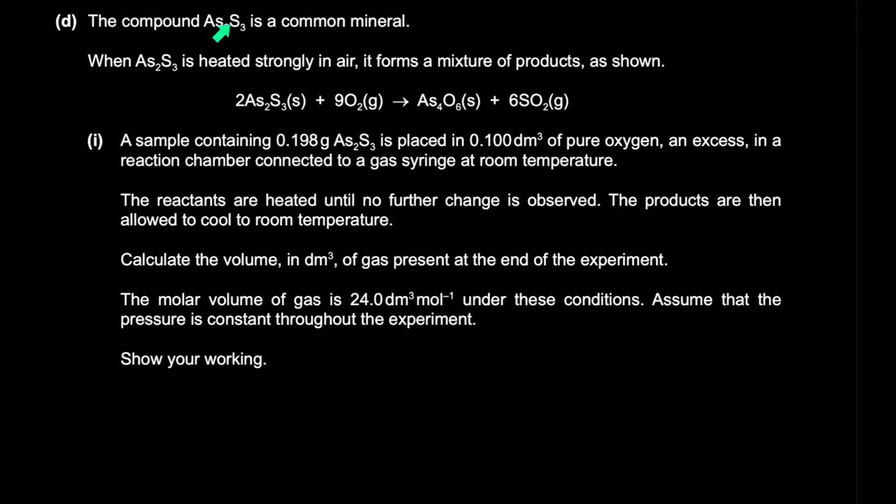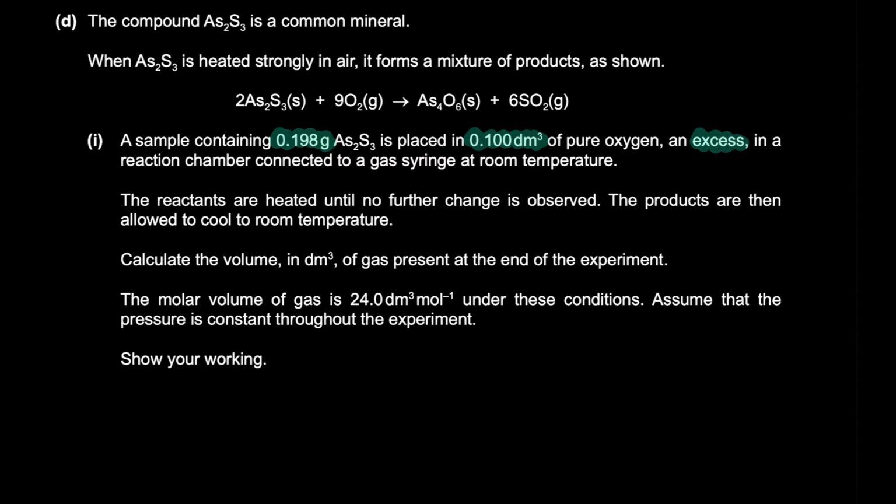So the compound arsenic sulfide, As2S3, is a common mineral. And when it's heated strongly in air, in other words, it's combusted, we form arsenic oxide and sulfur dioxide. A sample containing 0.198 grams of arsenic sulfide is placed in 0.1 dm³ of pure oxygen, which is in excess, in a reaction chamber connected to a gas syringe at room temperature. The reactants are heated until no further change is observed. The products are then allowed to cool at room temperature. Calculate the volume in dm³ of gas present at the end of the experiment. You can assume that all gases will occupy 24 dm³ per mole under these conditions.